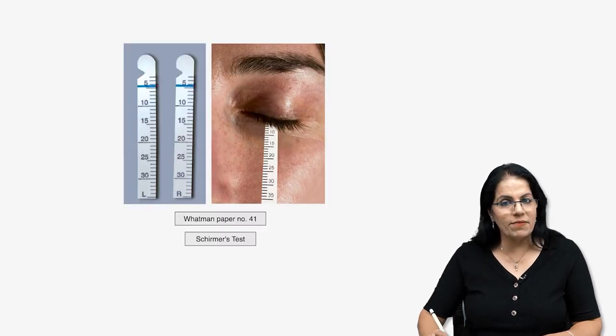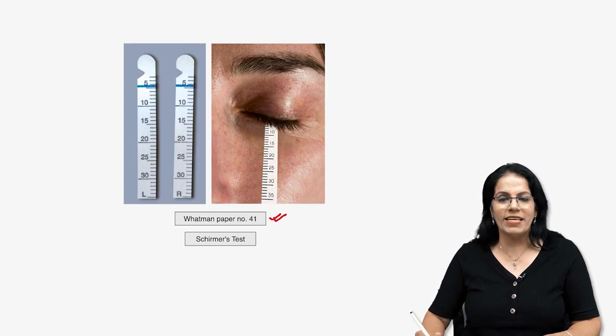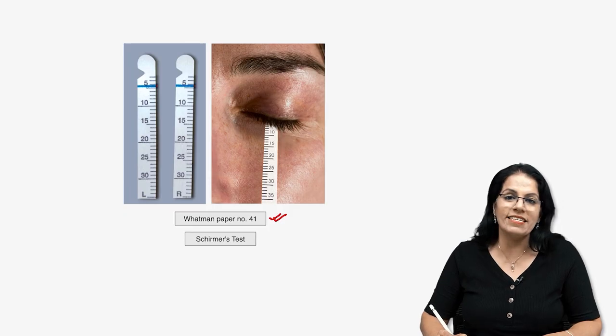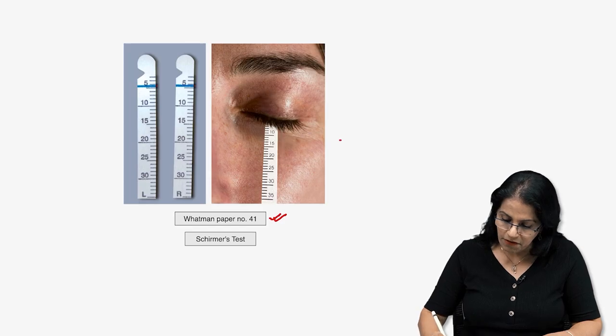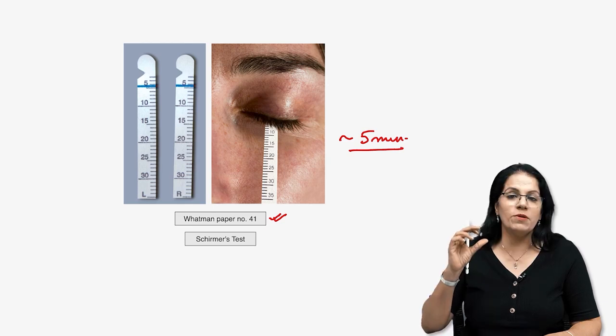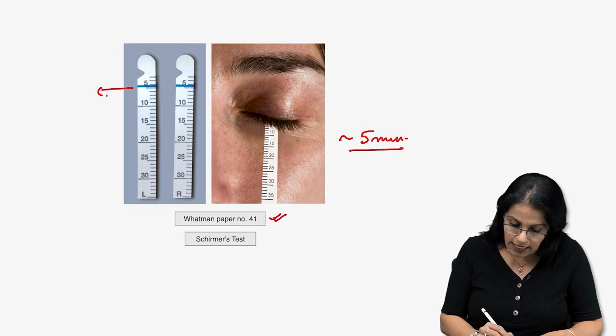Schirmer's test is nothing but when we use Whatman paper number 41 on the lower lid, it has markings in millimeters. You keep it there for 5 minutes. And after 5 minutes, you will see how much of the paper is wet, right? See here, it's already marked. Anything less than 5 mm means severe dry eye.